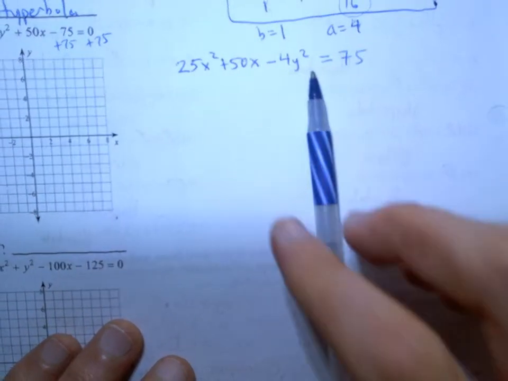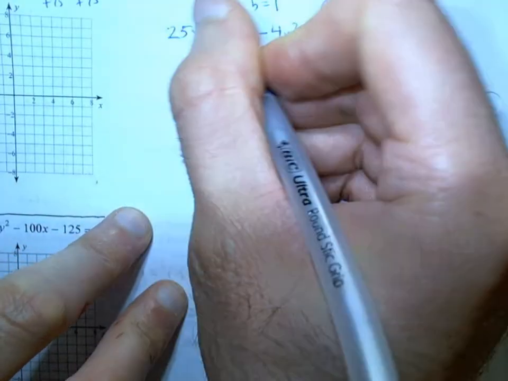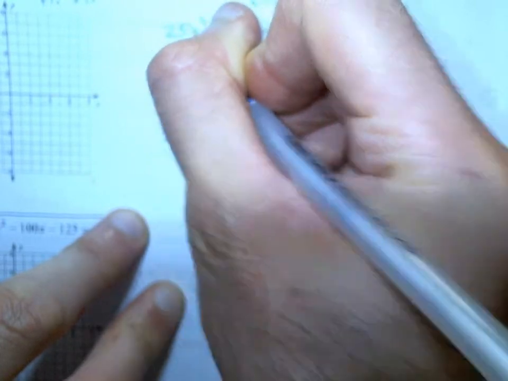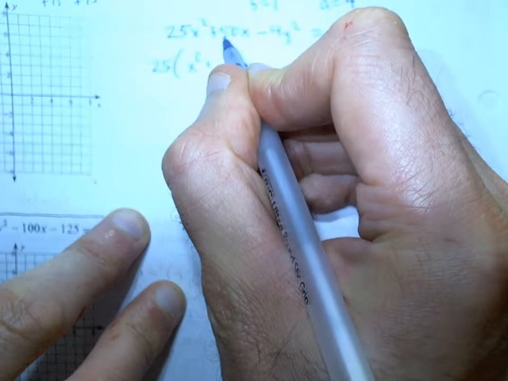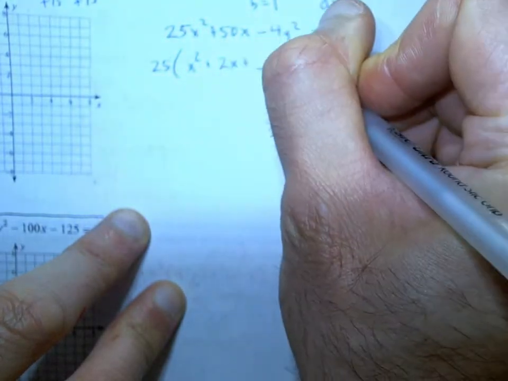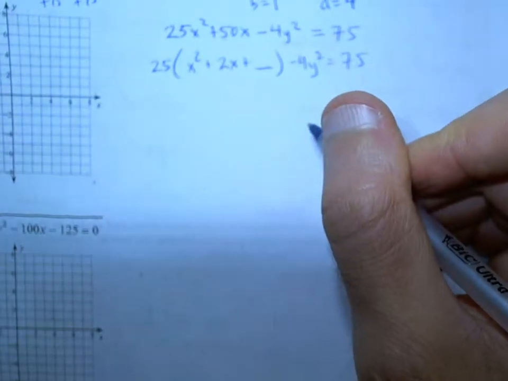Okay. I want to see how many of you can do this next step. So I can take this out, the 25. So I have x squared plus, Stephanie, 25 times what gives me back 50? 2. So x squared plus 2x plus blank minus 4y squared equals 75. Okay, let's fill in this blank.